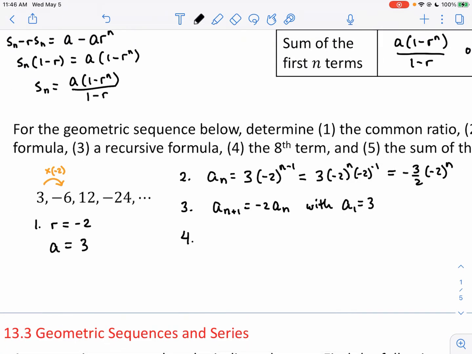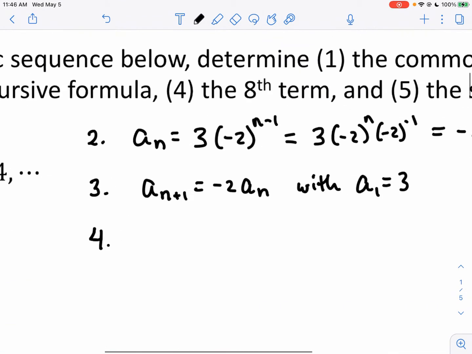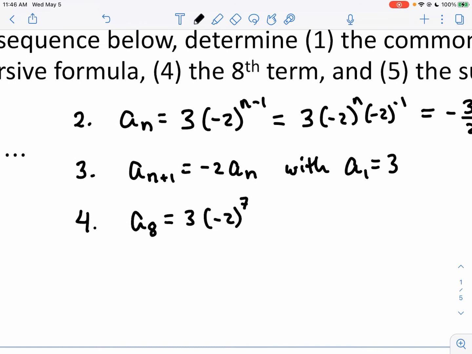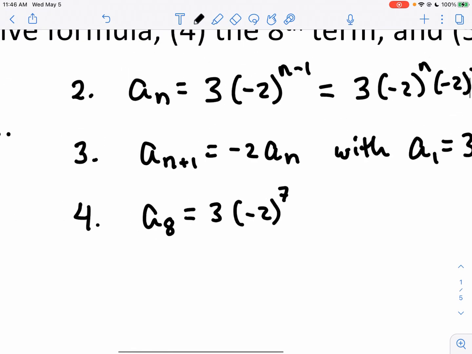Number 4, find the 8th term. Well, we can use the explicit formula above to find the 8th term. A sub 8 will be equal to 3 times negative 2 to the 7th power. So I'm just using this formula right here, but changing the n to 8. And we can get the 8th term. And whether or not you simplify this will depend on how large these numbers are.